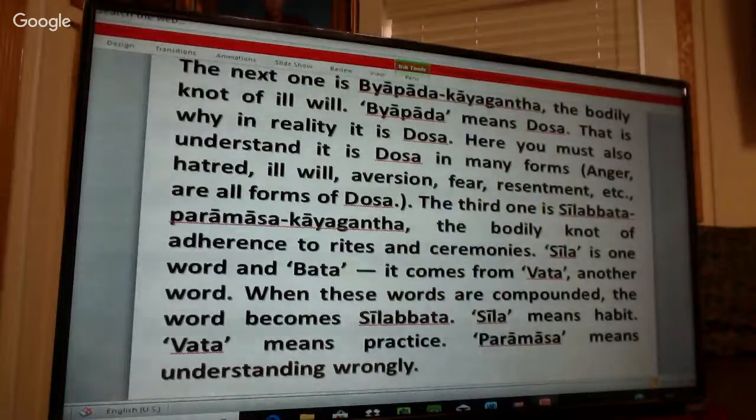So very long was Silabbata Paramasa Kaya Ganta. Very, very long. But anyway, Silabbata Paramasa is a wrong view. But not only a wrong view, it is with wrong view, for all kinds of habit, all kinds of practice.